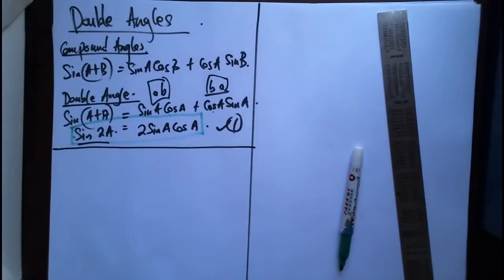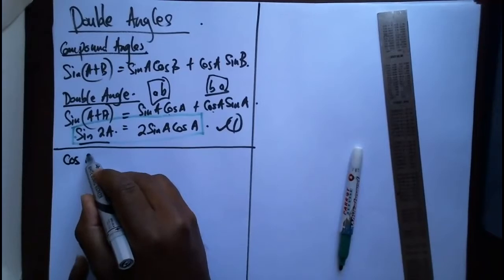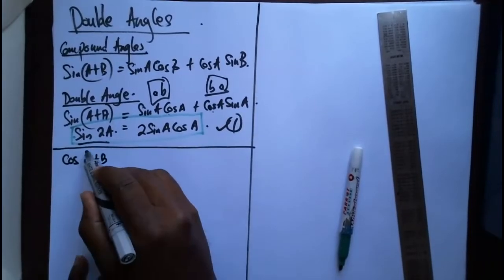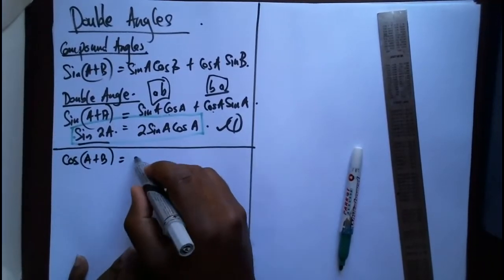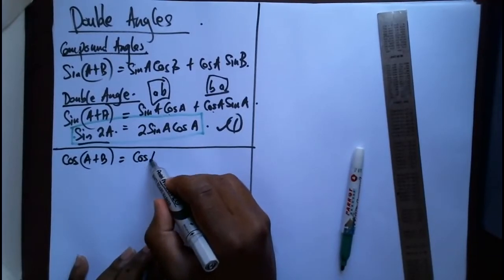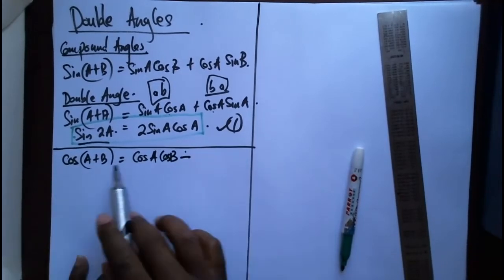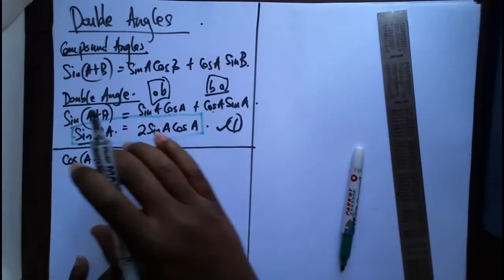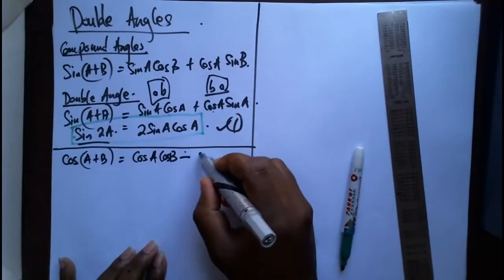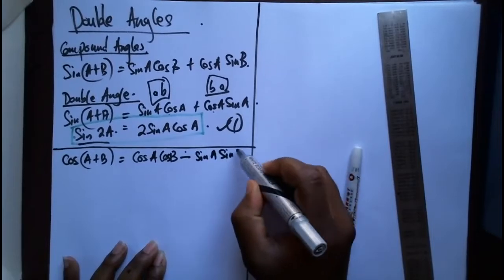Let's go to cos. What is the identity, or how do we derive it? So let's go: cos(A plus B) is equal to cos A cos B minus, remember the identity, if you are not sure you have to look at it, sine A sine B.